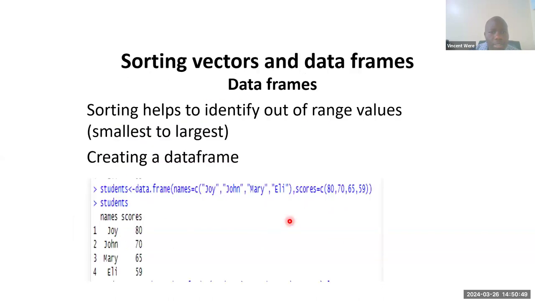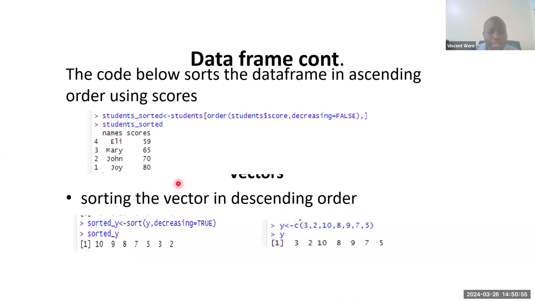Now, this is where the trouble is going to start. So we are going to introduce, in the same command, another object. Let us create another object called student sorted. Student sorted, we want to assign it to... now this is what is going to happen.